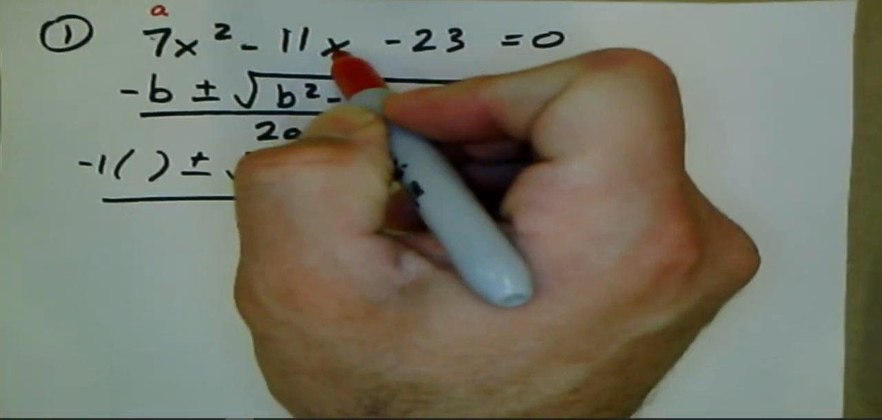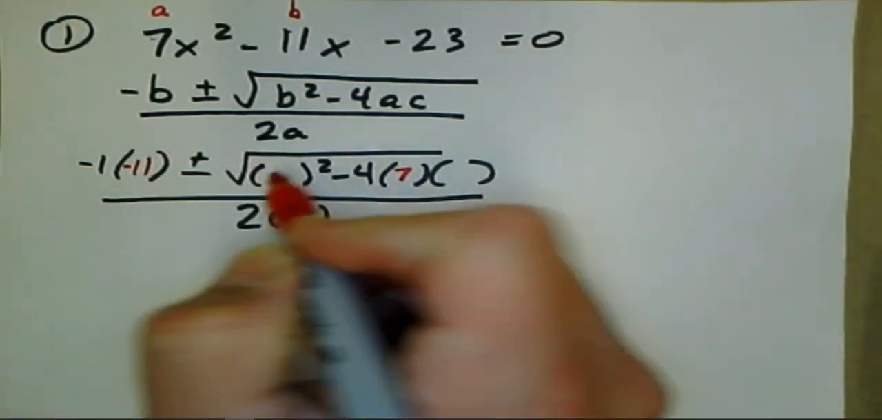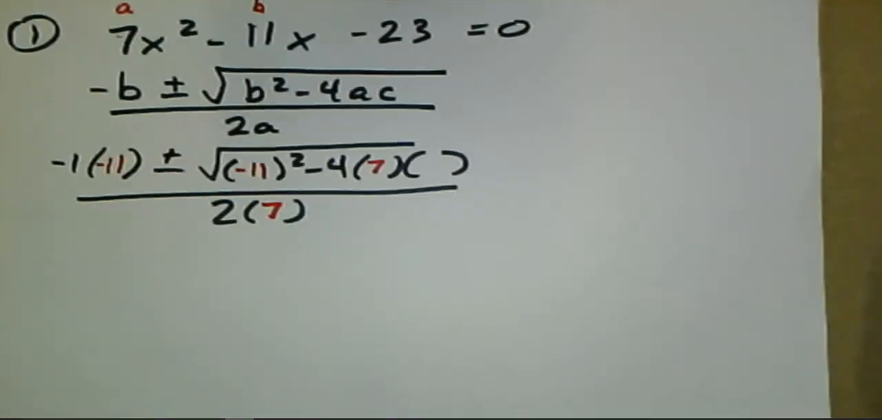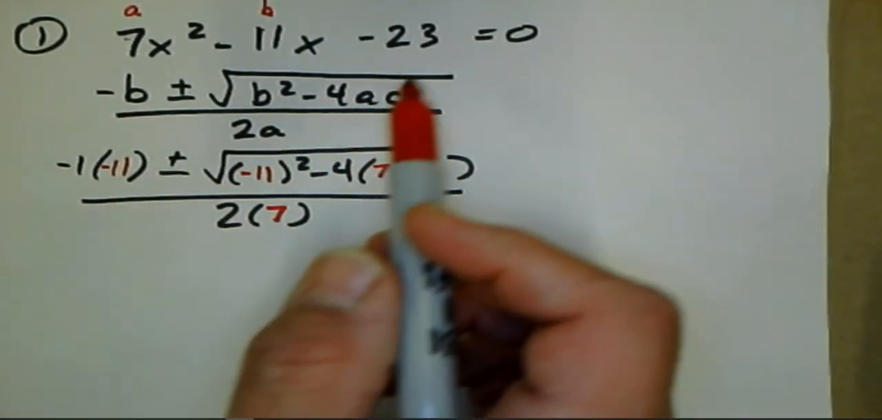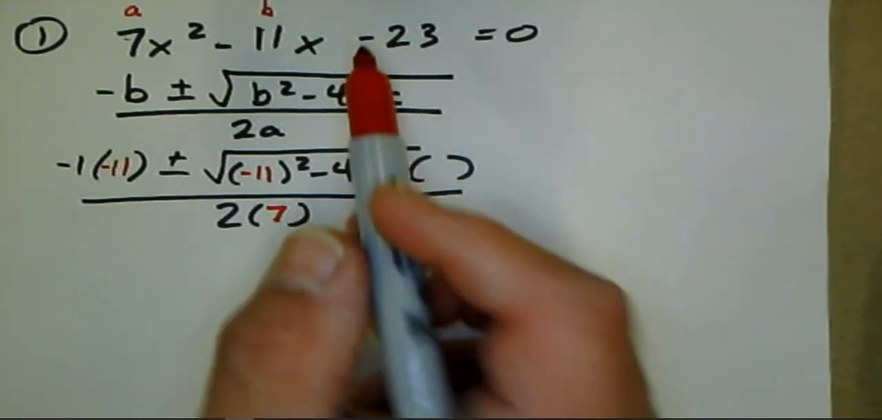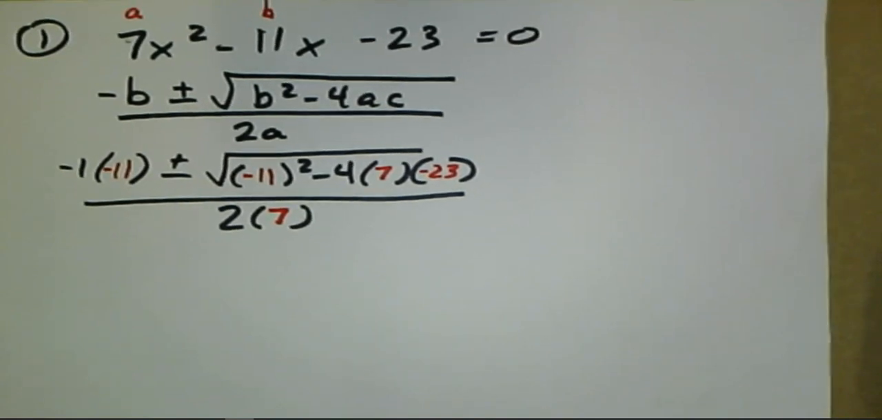The number next to the x is the b. That's -11. So -11, -11. That's the two b parts. And then the last, of course, is c. Guys, remember it's -23. If you forget any of those negatives, it's over. The whole problem's going to come out incorrectly.